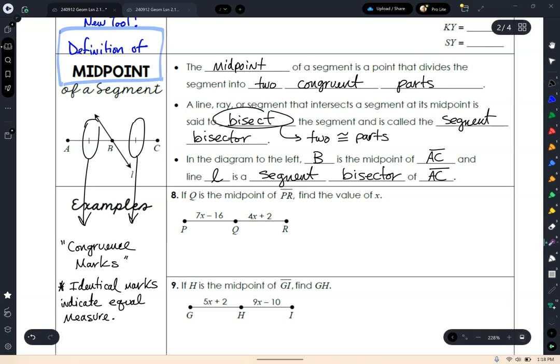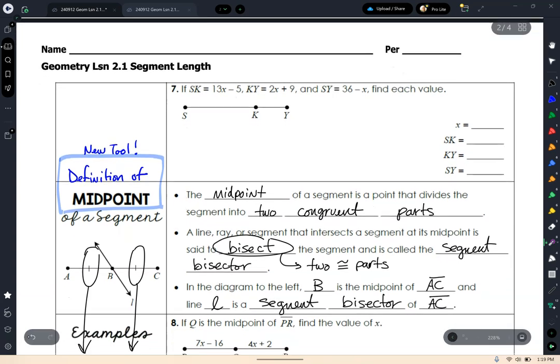Okay, so we've got congruence marks here. So B is clearly the midpoint of segment AC. How do I know that? Because I have a segment bisector in line L, and I have two congruent parts from AB to BC. However, up here, it should be pretty clear that K is not the midpoint of segment SY, even though it's in between S and Y. And if I were to put congruence marks up here, it might look something like that.